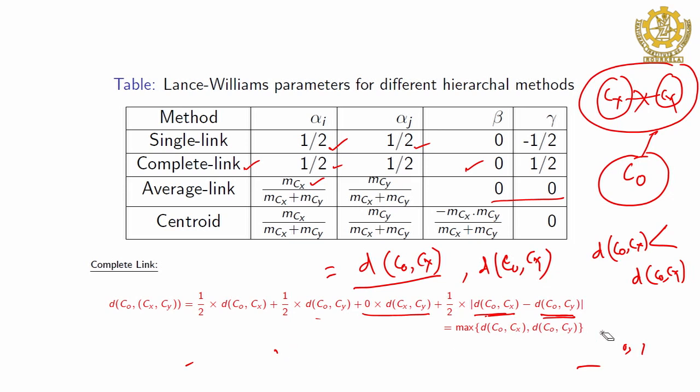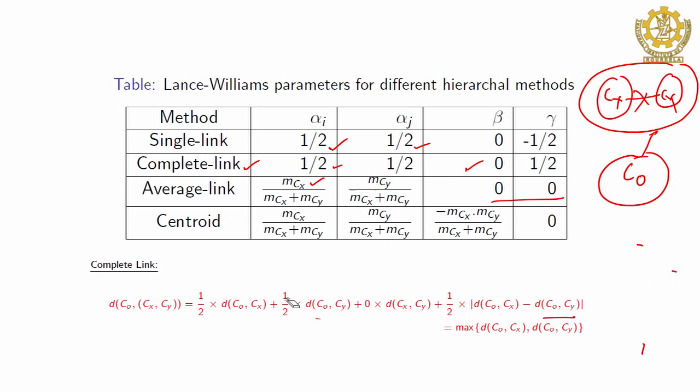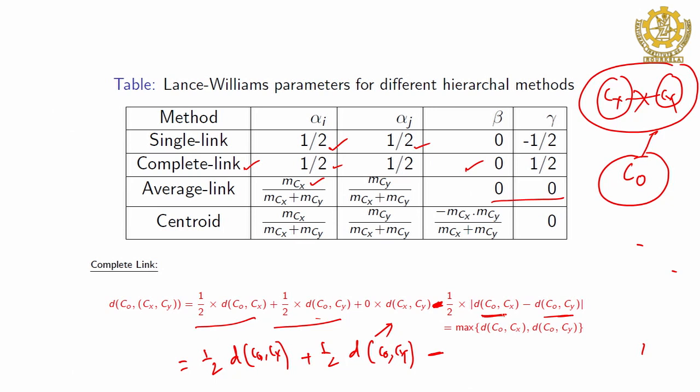So, single linkage, what is that value? You can try here. Single linkage is half of the distance C0Cx plus half of the distance C0Cy, and this value is 0 and this value is minus half. So, this value will be minus of this value. Now, we consider this is greater than this distance. So, obviously, this value will be positive. So, then you can write half of the distance C0Cx plus half of the distance C0Cy, and then we consider this is greater than this distance. So, this total value will be positive.